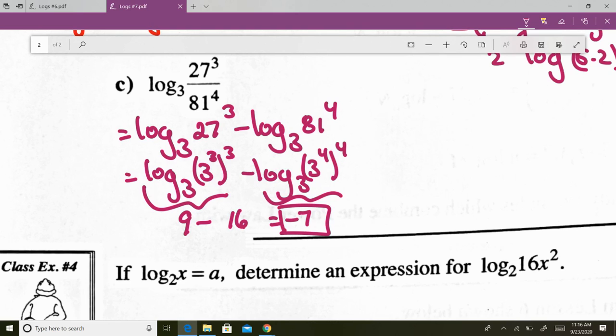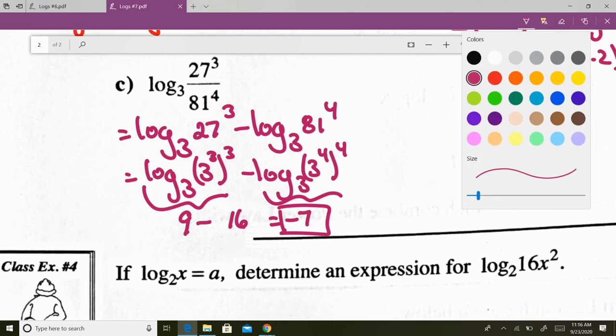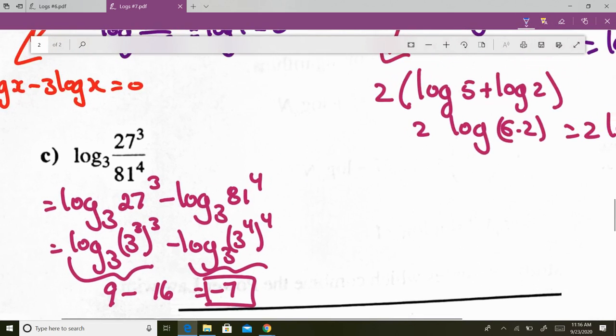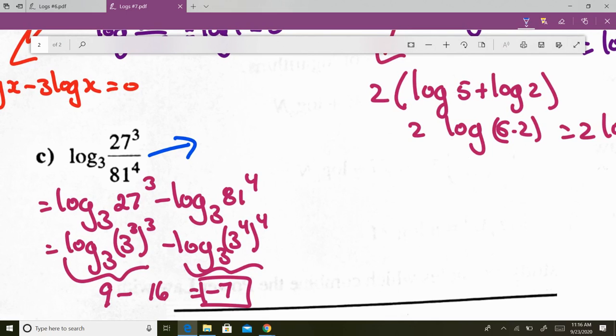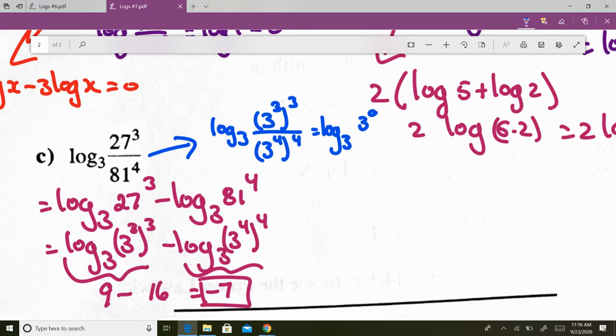There's another way you could have solved that. You could have, if you wanted, done it right away without separating them. And just said, oh, I can make 27 base 3. That's log of 3 cubed over 3 to the 4, which is 81, which is 3 to the 9 over 3 to the 16.